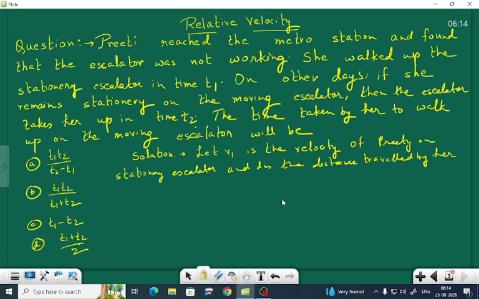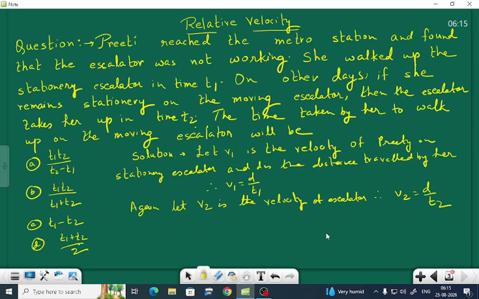ठीक है। तो हमने v1 लिखा, देयरफॉर v1 इजकल टू d by t1, राइट। और हम देखेंगे अगेन, let v2 be the velocity of escalator. Therefore, v2 is equal to d by t2.